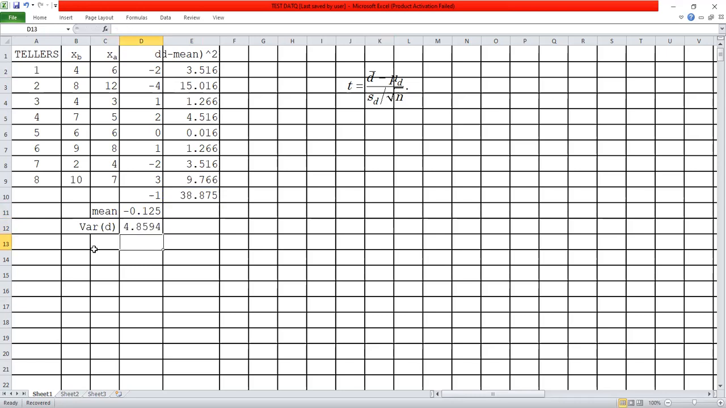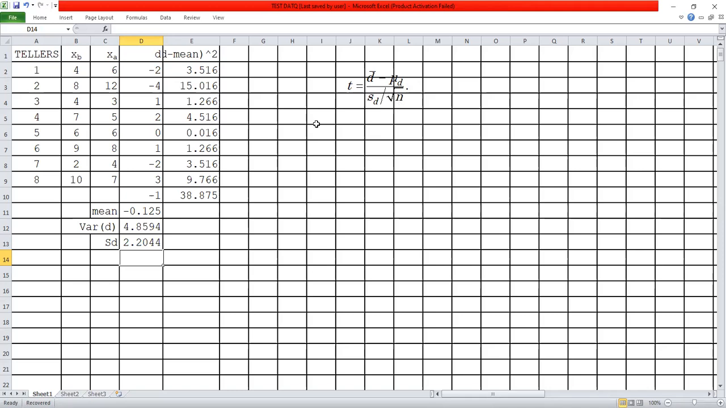That's the variance. Therefore, SD, which is this one here, you must write the subscript. SD is the square root of the variance. Square root of the variance is here, which is this one here, to the power of 0.5, which is 2.2. That is SD.